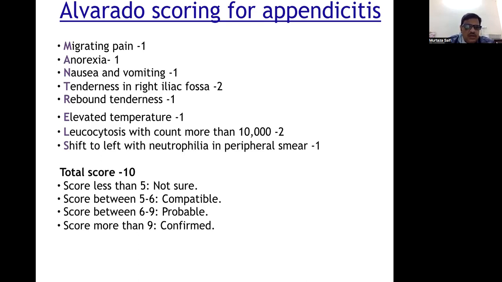It is a total of 10 score: migrating pain 1, anorexia 1, nausea and vomiting 1, tenderness in right iliac fossa 2, rebound tenderness 1, elevated temperature 1, leukocytosis with count more than 10,000, 2. If it is more than 20,000, it means there is an abscess. Shift to left with neutrophilia on peripheral smear 1. Total score 10: score less than 5, not sure; 5 to 6, compatible; 6 to 9, probable; more than 9, confirmed.